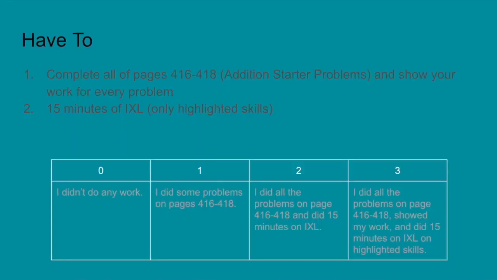Let's take a look at your have-to for today. So your have-to for today is, for number 1, to complete all of pages 416 to 418, which is the addition starter problems, and show your work for every problem, just like I just showed you on Kami. And then you need to do 15 minutes of IXL for only the highlighted skills. In order to get a 3, you need to do all the problems on pages 416 to 418, show your work, and do 15 minutes on IXL on only the highlighted skills.